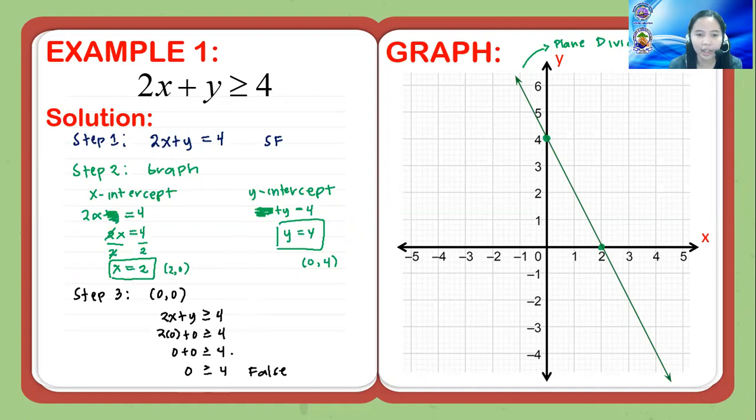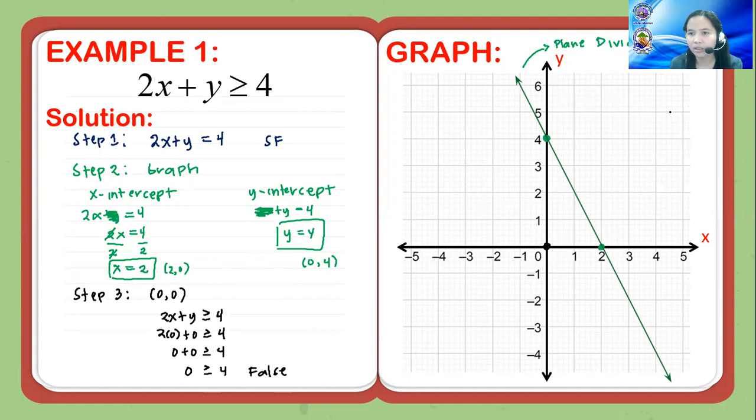And if it is negative, 0 is always greater than negative numbers. Since we have a positive number here, we can say that 0 is greater than or equal to 4 is false. Now, if it is false, you have to shade the part without the origin. Where is the origin? This is the origin. Since the result is false, you will shade the part without the origin.